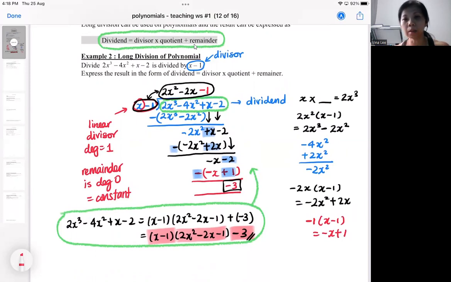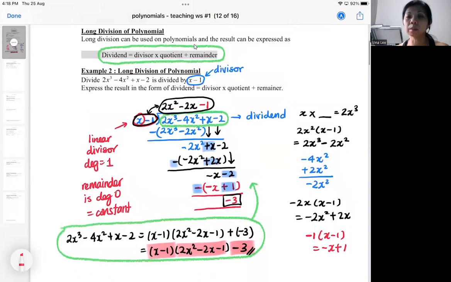We will be using this for cubic equations. We will also be using this for partial fractions. That's why this will affect quite a substantial amount in this polynomial topic.